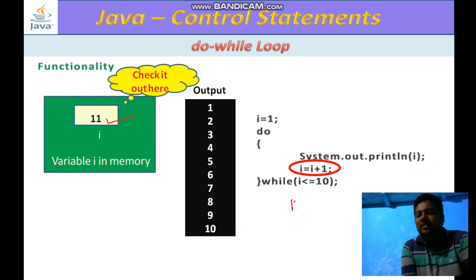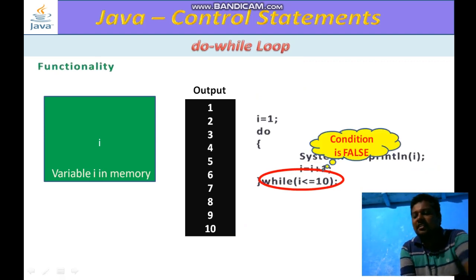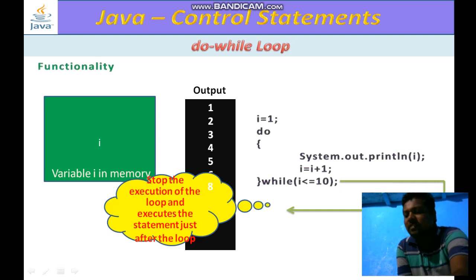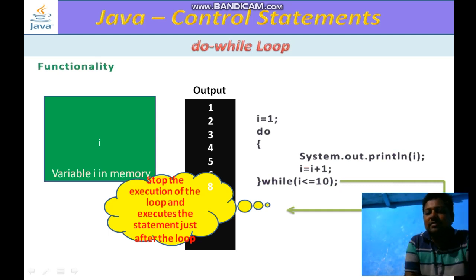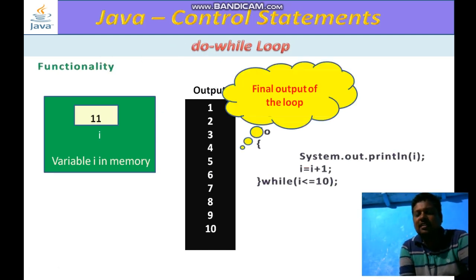Now we check the condition: 11 is less than or equal to 10. The condition is false. Once the condition is false, it will come out of the loop. It will stop execution and come out of the loop. This is the final value of I, and this is the final output of the loop.